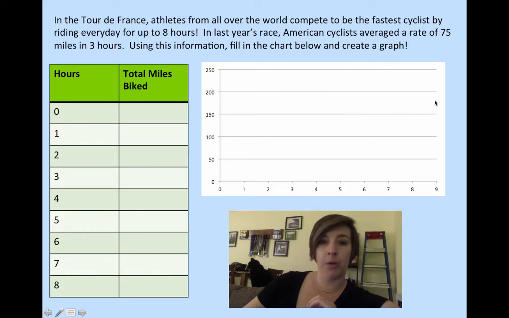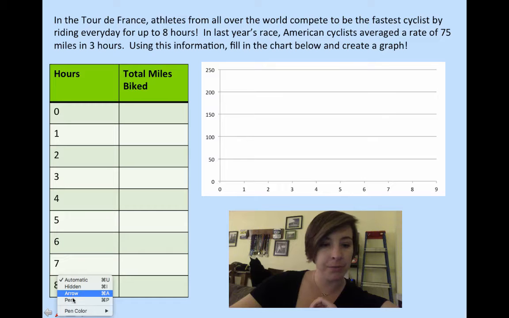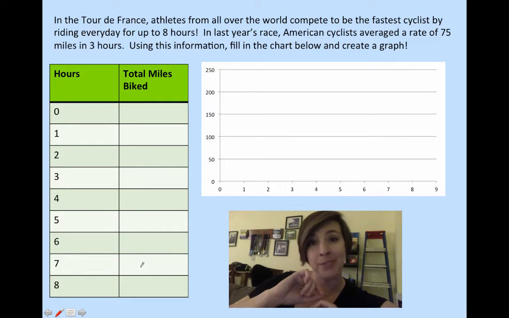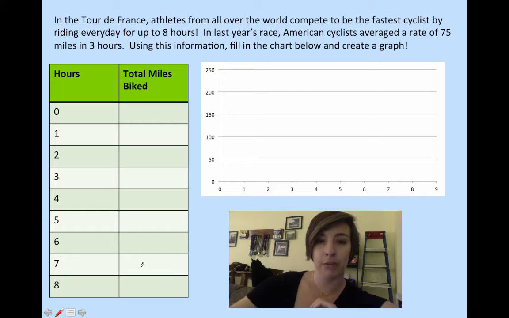Okay, so let's practice. In the Tour de France, athletes from all over the world compete to be the fastest cyclists by riding every day for up to 8 hours. They're just riding a bike in the mountains of France for 8 hours. It sounds miserable. And I'm someone who once ran a race for 5 hours and 15 minutes on foot. In last year's race, American cyclists averaged a rate of 75 miles in 3 hours. Using this information, let's fill in the chart below and then we'll create a graph.